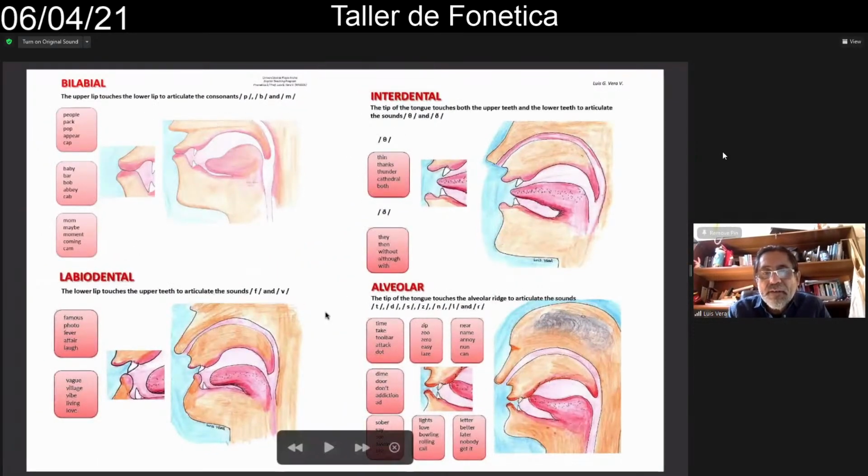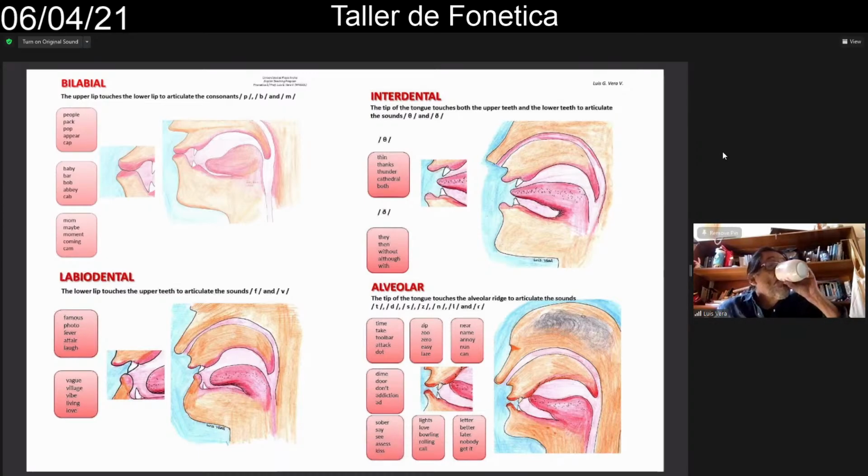Alveolar. The tip of the tongue touches the alveolar ridge to articulate these sounds. Look at how many sounds: one, two, three, four, five, six, and seven sounds are articulated at exactly the same point of articulation. That's very crazy of English. And the wonderful thing is that we can distinguish them. We don't confuse the sounds.